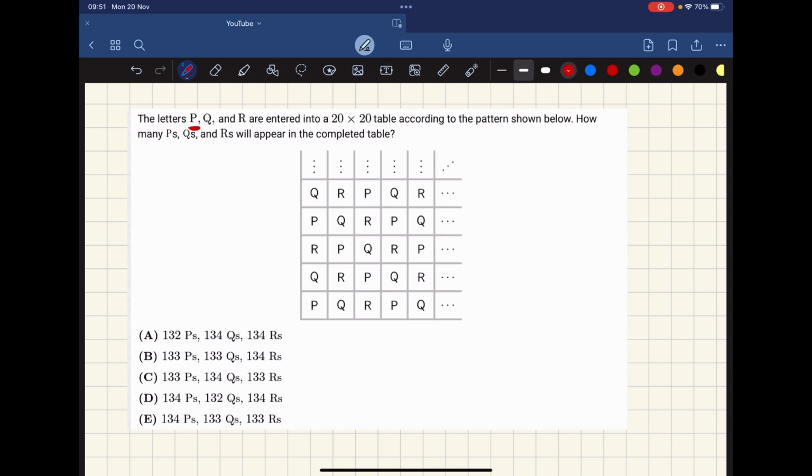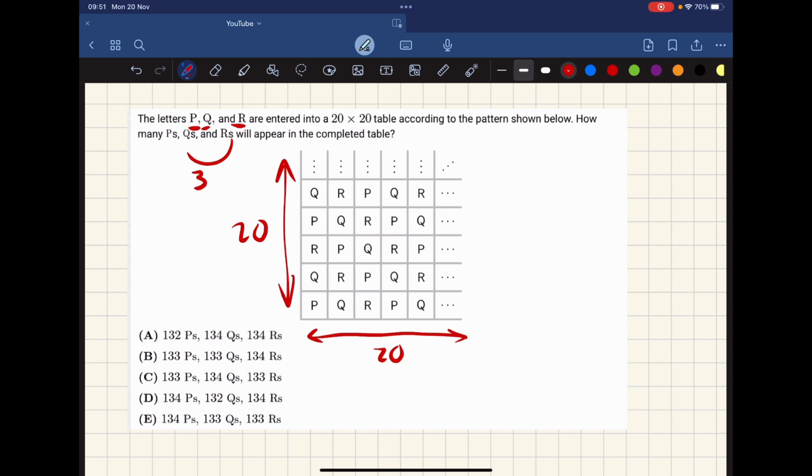So the letters P, Q and R are entered into a 20 by 20 table according to the pattern shown below. What is the pattern PQR, PQR? So we see the letters PQR don't really have any significance. The important thing is that there are 3 of them. So let's write this down. There's 3 of them.